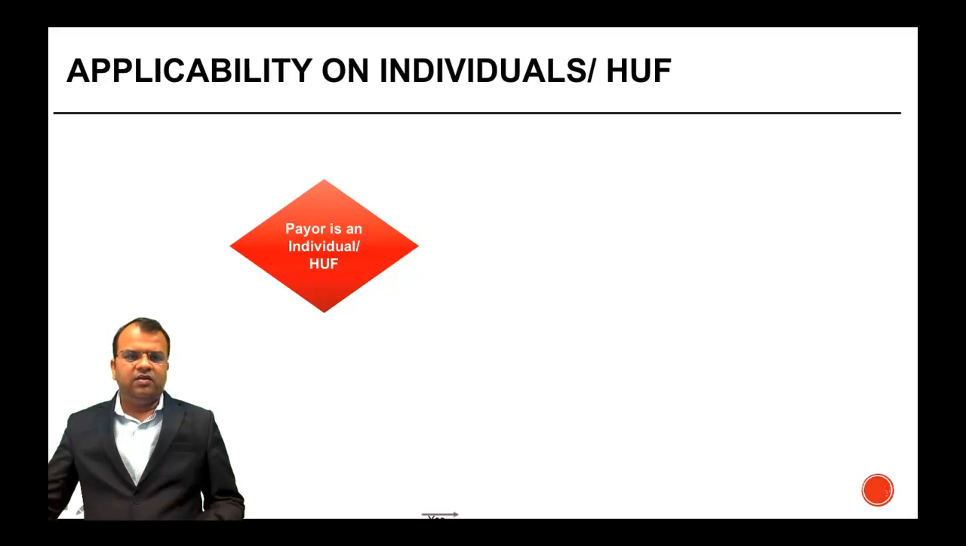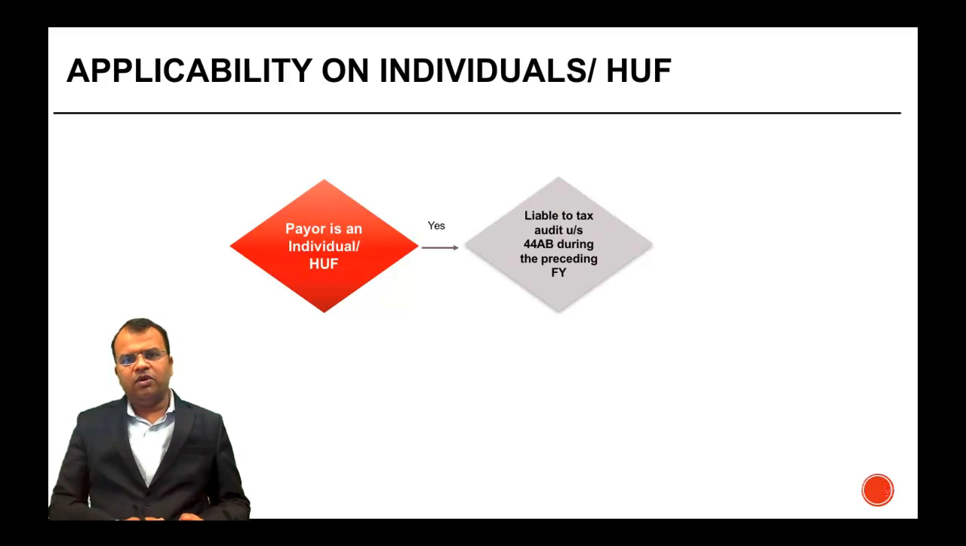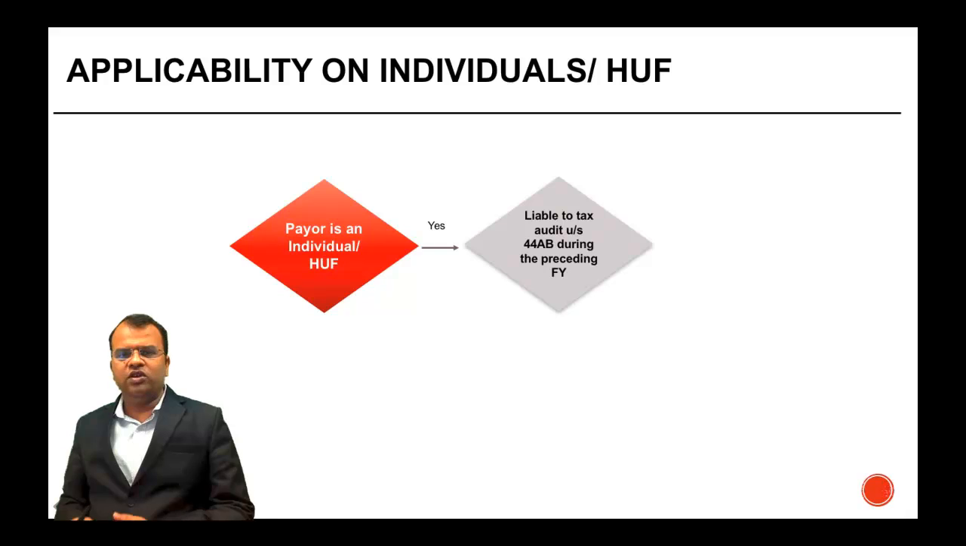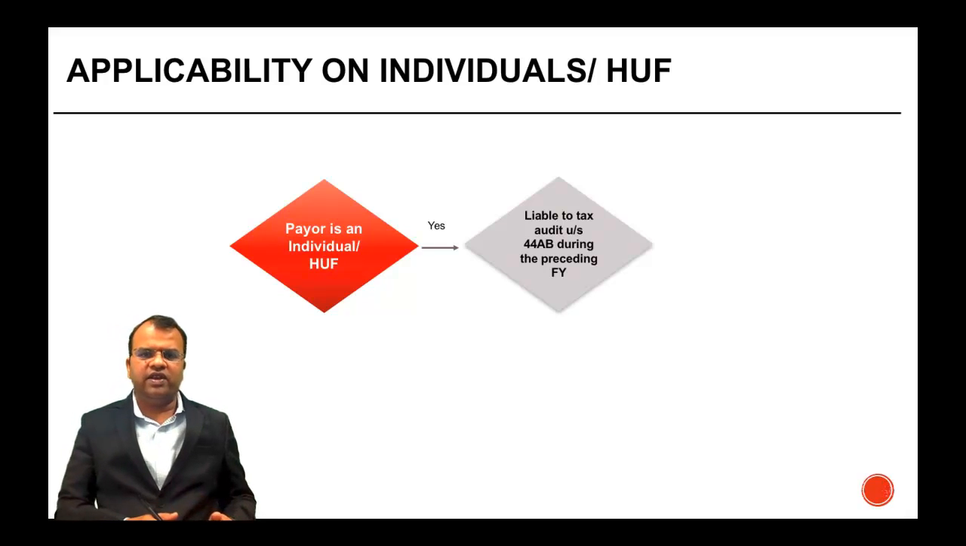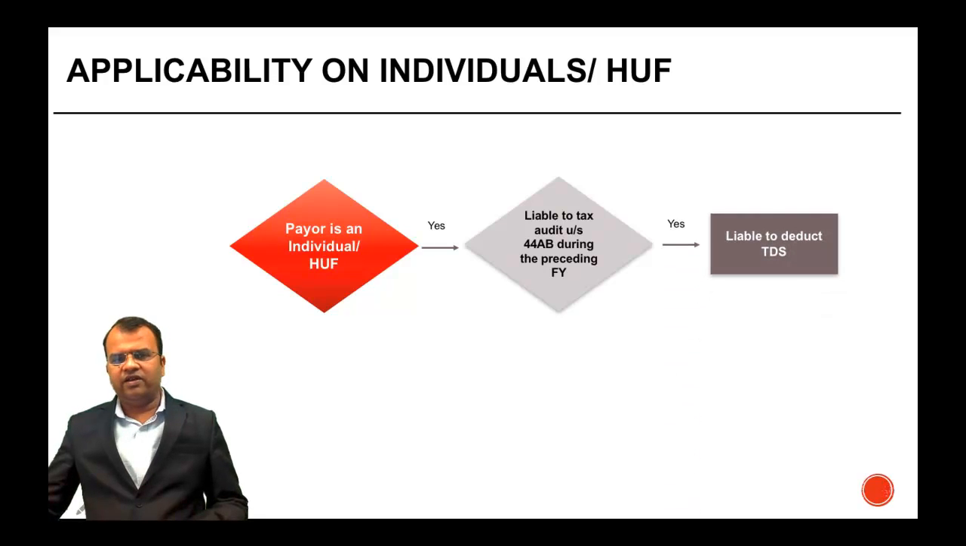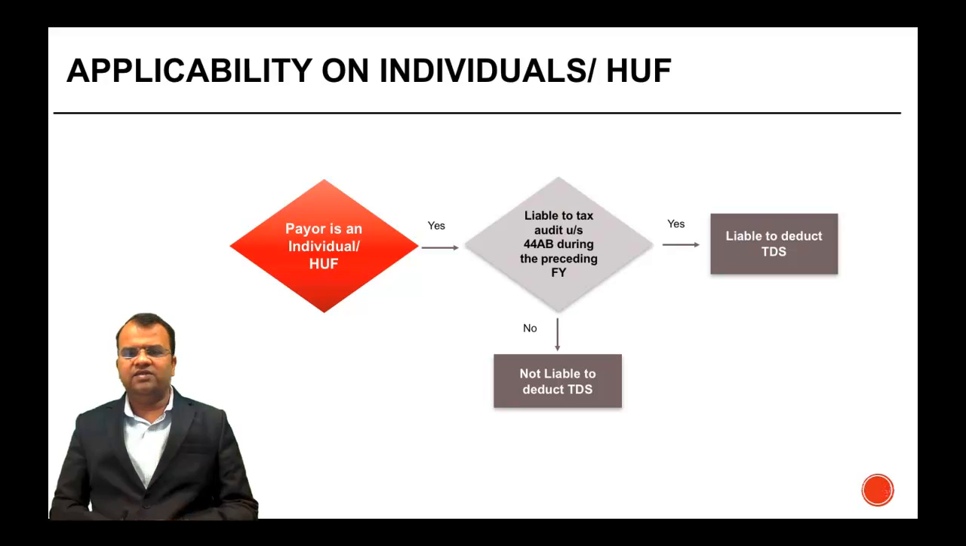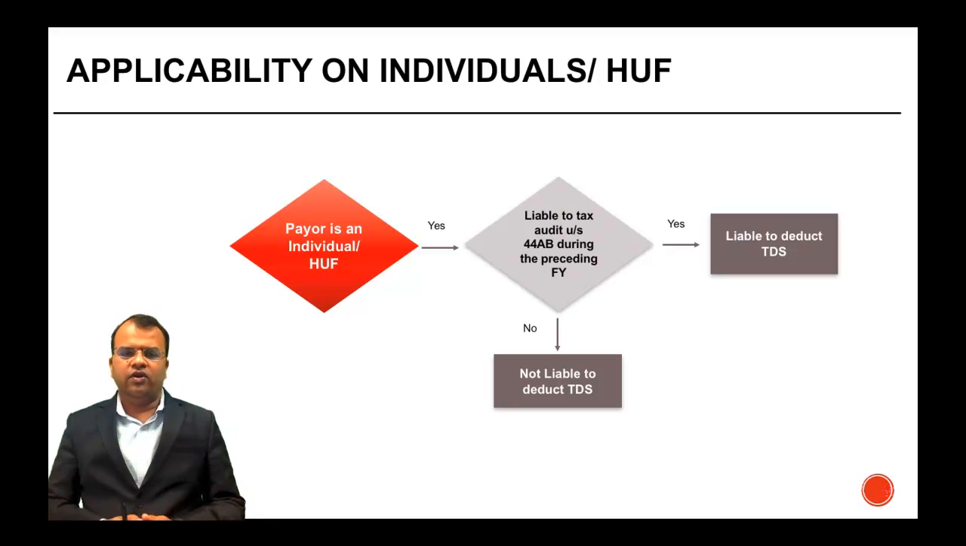Now, in case the payer is an individual or HUF, you need to find out whether they were liable to tax audit under section 44AB during the preceding financial year. So if you are talking about financial year 1920, you need to see whether they were liable to tax audit during financial year 1819. If they were liable, then they are under an obligation to deduct TDS under section 194H. But if they were not covered, then they are not liable to deduct TDS under section 194H.